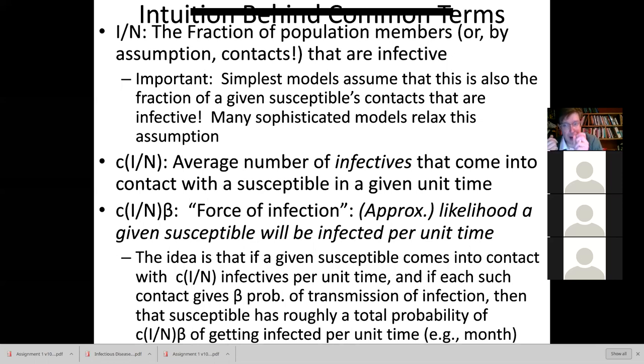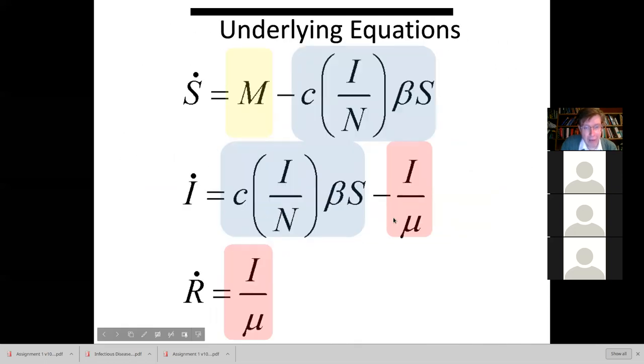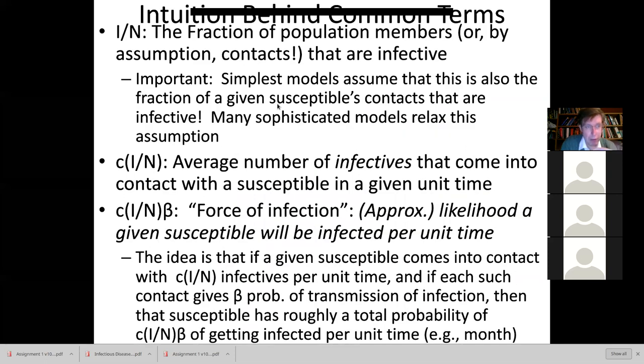Okay, now we're going to be getting to the heart of a few of the quantities that will play a big role in your assignment, but will further play an outsized role worldwide in characterizing COVID-19 and countless other infectious conditions. Okay, and I'd like to talk through the intuition behind some of these terms, okay? So we're going to see the equations here end up having some terms within them. There's going to be certain repeated terms like I over N, for example, which are going to crop up, or C times I over N. And I want you to understand where those come from, okay?